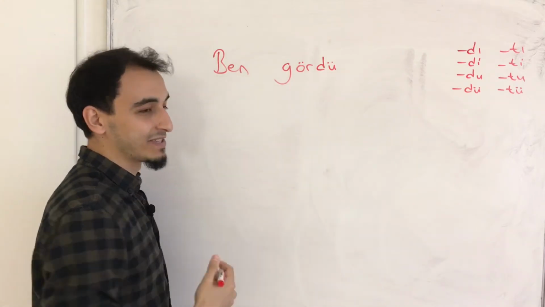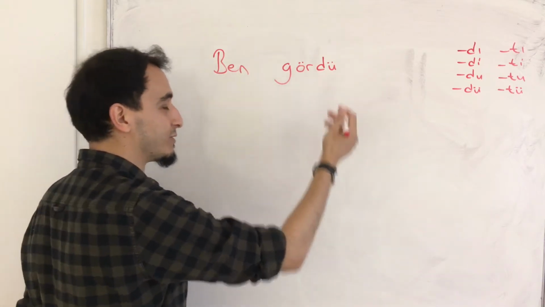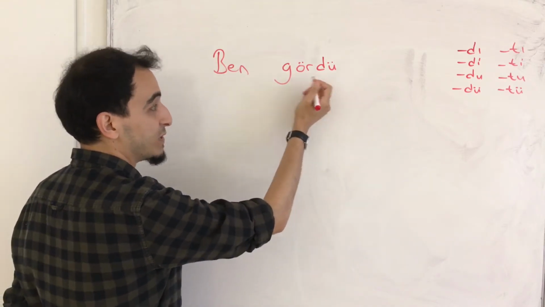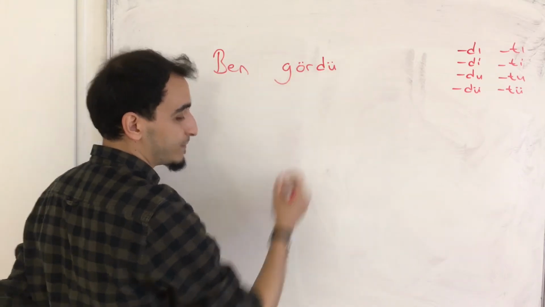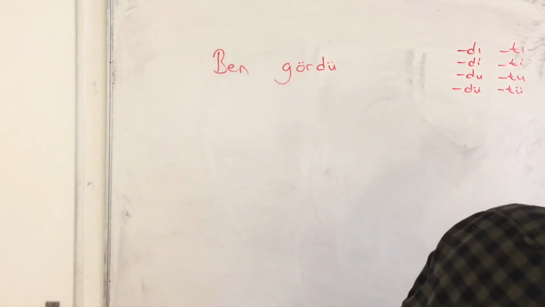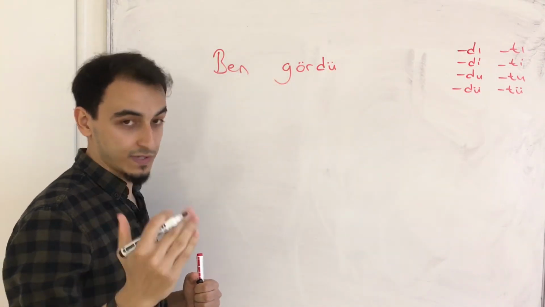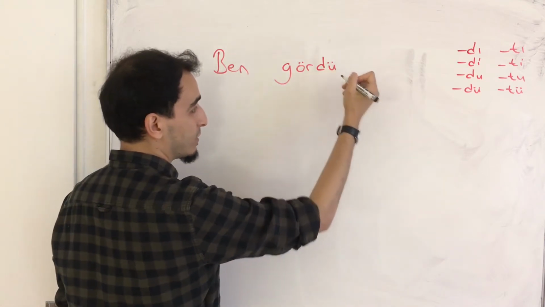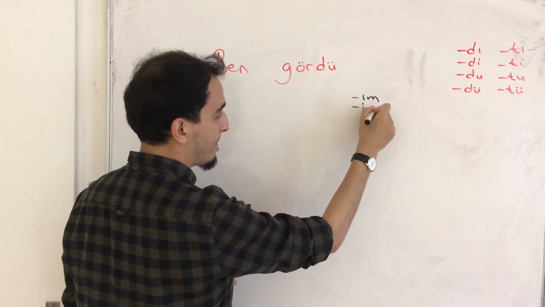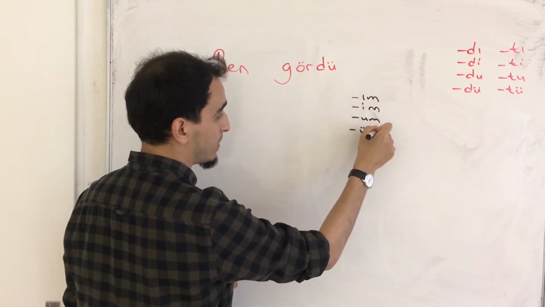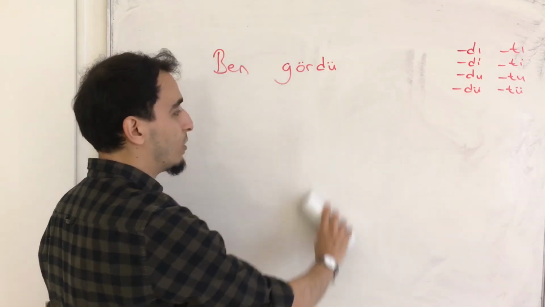But we know we have to add a personal suffix here, right? In order to be able to understand which person it represents. So ben gördü, which one? Evet, with this tense we use a different personal suffix. So you probably expect it to be im, but not this one. Tamam mı? So in this one it's only m.